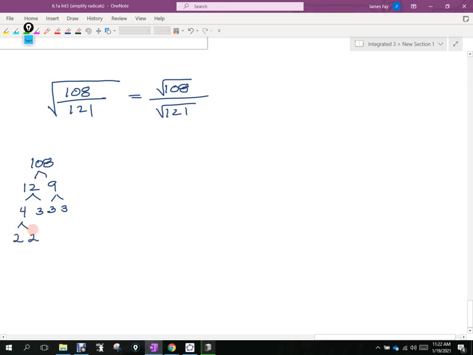All right, so there's a group of 2's that can come out of my radical, right? There's a group of 3's that can come out of my radical, correct? And that 3 is left all alone, staying underneath. So I get 6 radical 3, right? That's the same thing as radical 108. The bottom, 121. So maybe we take 121.